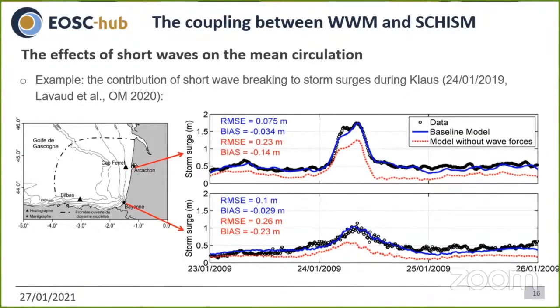So in black, this is the observed storm surge at 2 stations, Arcachon in the upper panel and Bayonne in the lower panel. And what you can see is that only the fully coupled model that accounts for the radiation stress is able to capture very accurately the peak of the storm at both stations. If we do not consider this effect, this is the red curve, we miss the surge peak by almost half a meter. And the error is increased by a factor of 4.